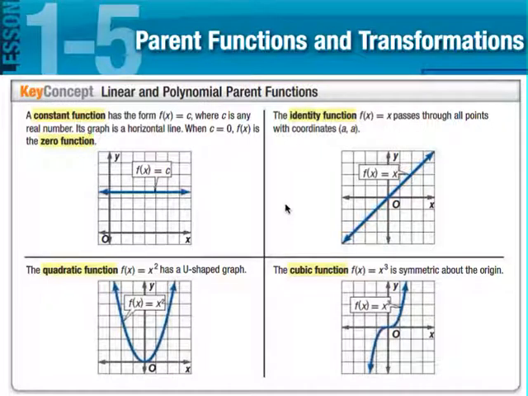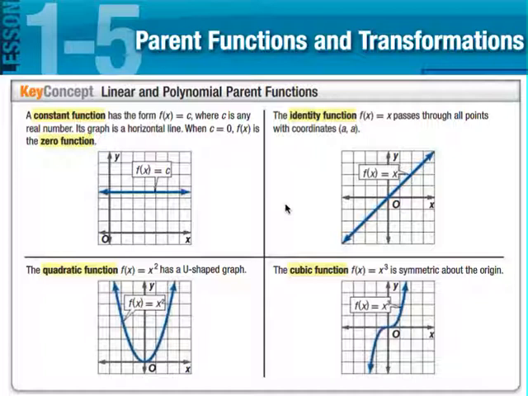And so there are 8 parent functions that you need to get down. The first one is what is known as the constant function, and that's just a horizontal line. So it's f of x equals, and that could be any value. It could be 5, it could be 4, it could be 3, it could be 2, anything. Okay? The identity function is just a line with a slope of 1 and a y-intercept of 0. It has the equation f of x equals x.